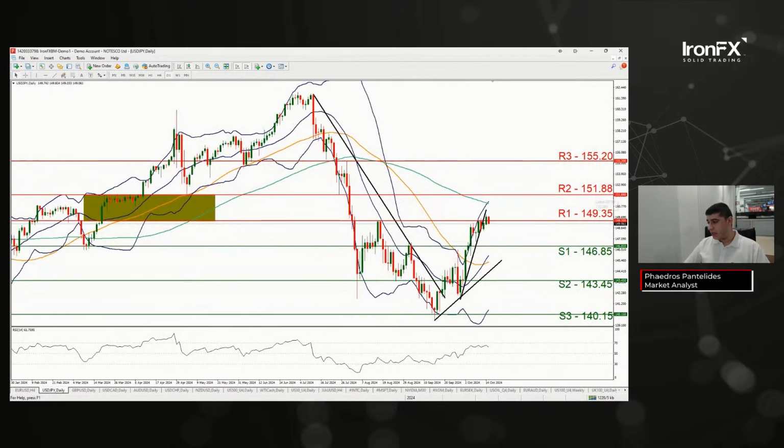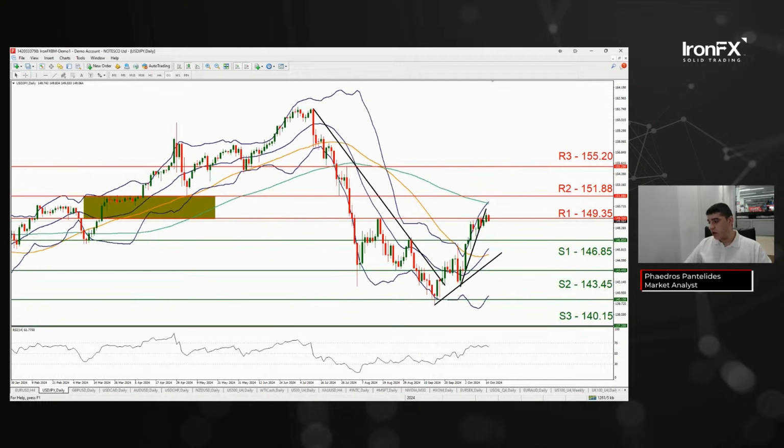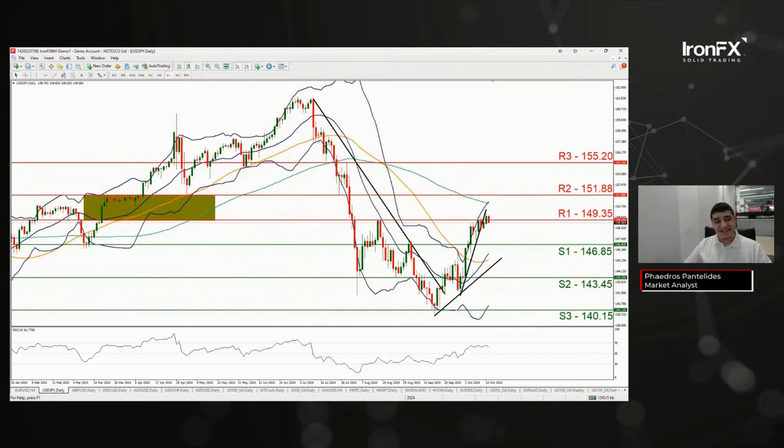USD JPY, it's just broken above that R1 resistance level of 149.35. RSI is at 60. Does imply a bullish market sentiment. Yet we had noted this steep upwards moving trend line, which may have also implied that the upwards momentum may not be sustainable for a prolonged period of time. So we might be seeing perhaps a retracement down to that S1 level of 146.85. That is for the USD JPY.